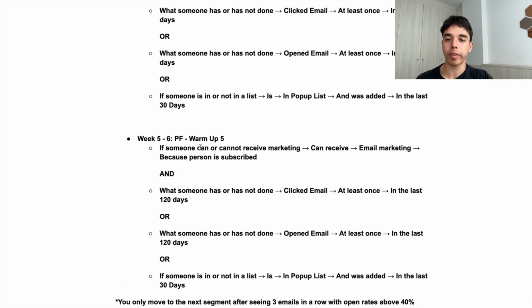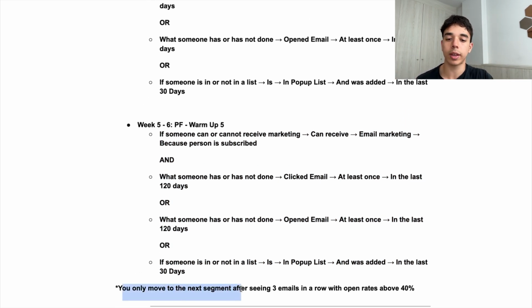And finally, week 5 or 6. Again, you only move to the next segment after seeing 3 emails in a row with open rates above 40%. So again, feel free to pause the video and make sure to actually have the segments created.